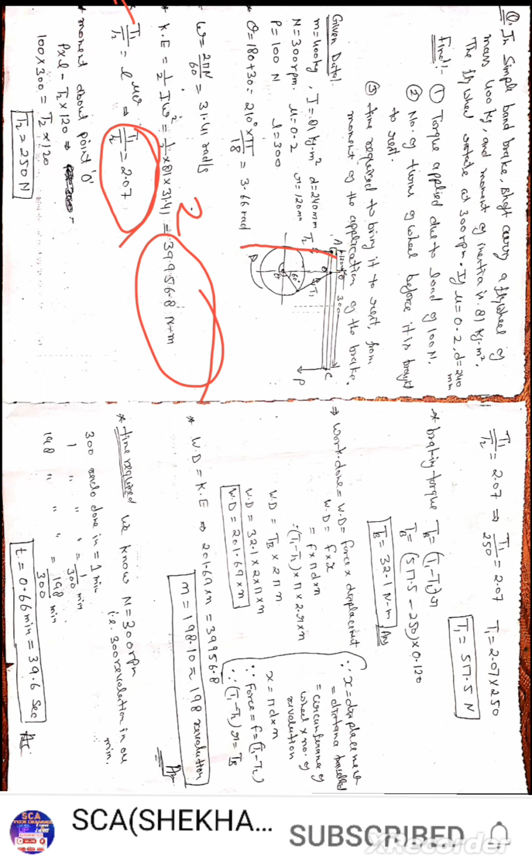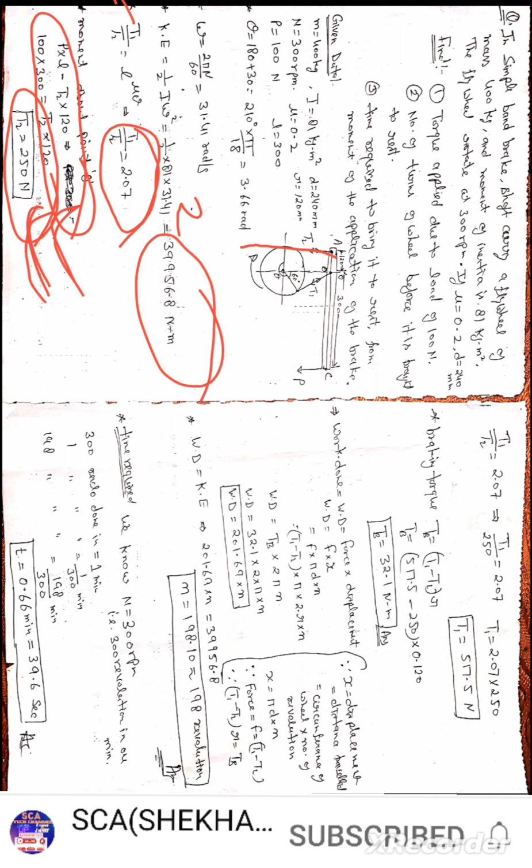So 100 into 300 is equal to T2 into 120. By using this relation, we got the value of T2. T2 will be 250 Newton. The tension in the slack side will be 250 Newton.